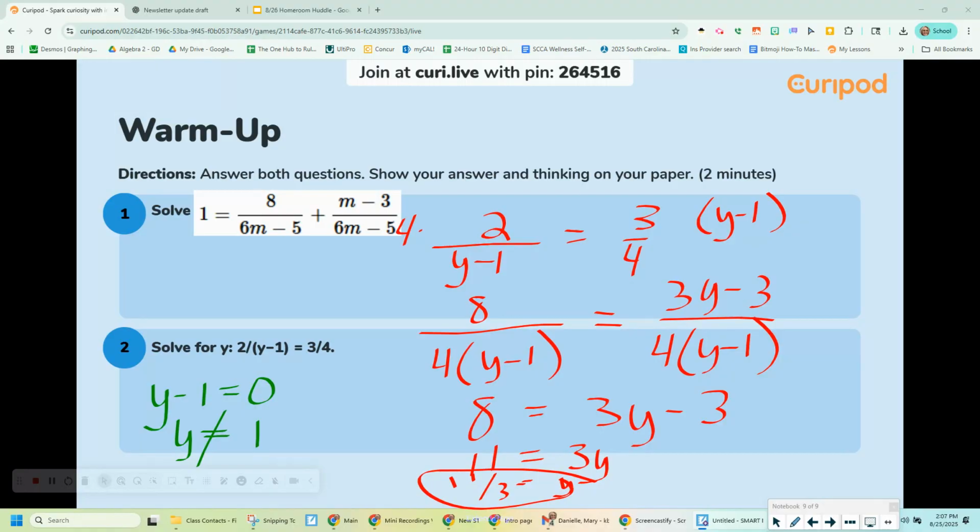I'm not going to go ahead and check that one for lack of time, but it did not equal 1, so it would be a solution. And if I did plug it back in, I would find that it also works out to be equal on both sides. So y equals 11 over 3 is my answer. You can check it if you like and see that it does work out.